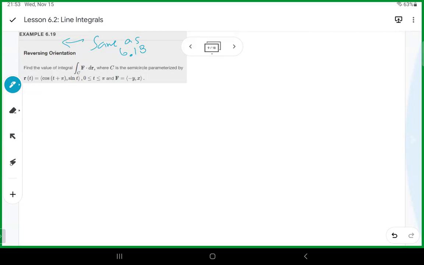In this example, R of 0 equals -1, 0, and ends at R of pi, which is 1, 0. So again, we want to use equation 6.9.